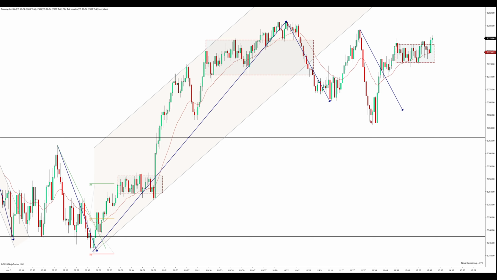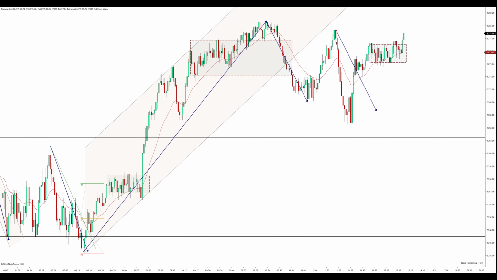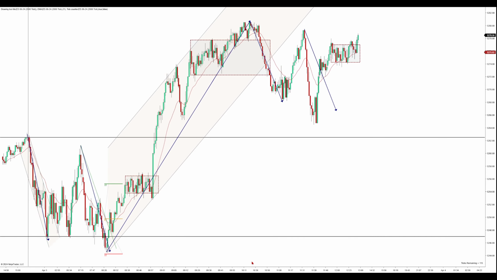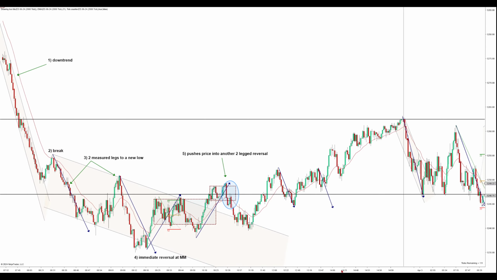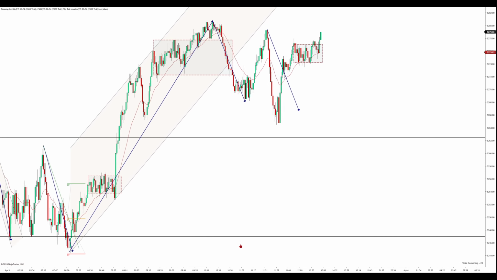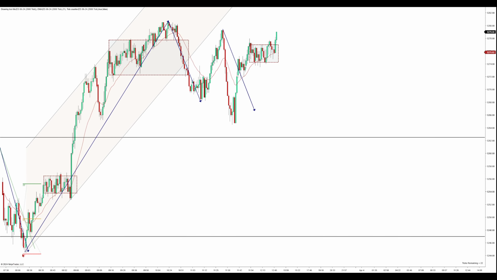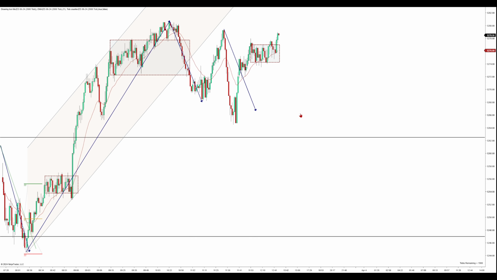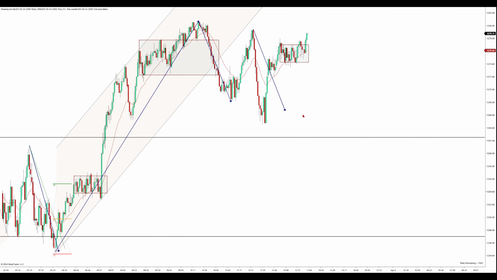Now, at this point right here, you have a big picture two-legged break. So you have a big picture failed second entry. Sometimes it can be easier to see if you zoom out a little bit that you have a big picture failed second entry. First entry short, second entry short, failure. Now, it's not off of any support here.